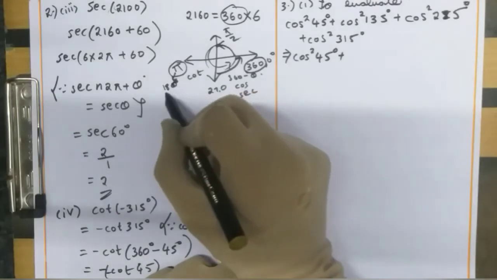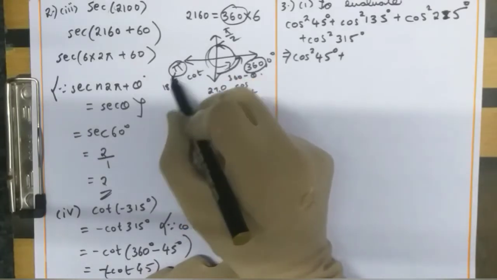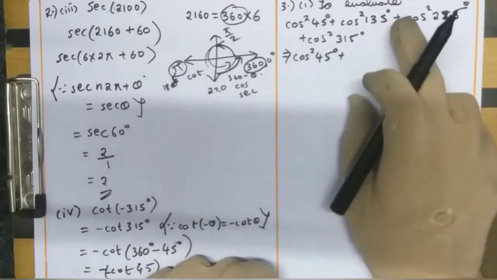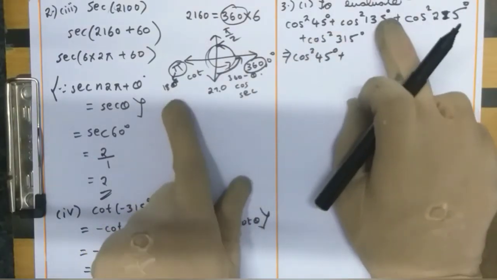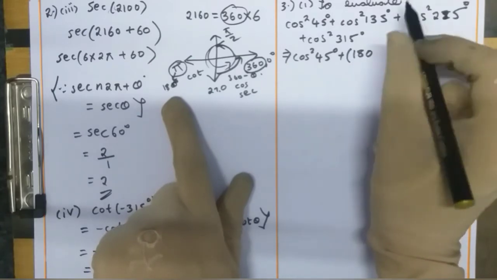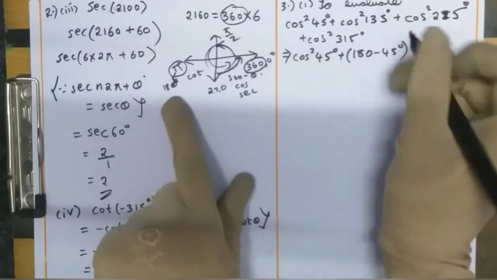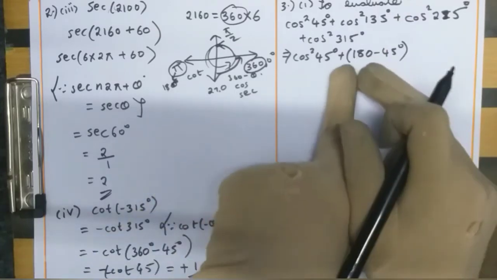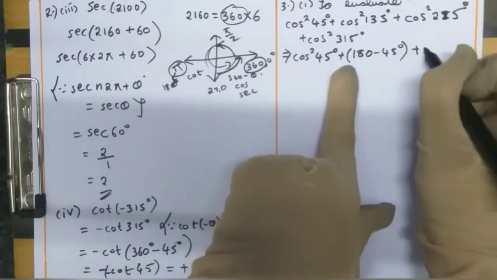180 is in degrees and pi is in radians. Both are equal, we know that, right? But here it is in terms of degrees. So 135 is nearer to 180. So I'll take 180 minus 135, which is what? 180 minus 45 is 135. So I am opening 135 and writing it in terms of 180 minus 45, plus cos square.